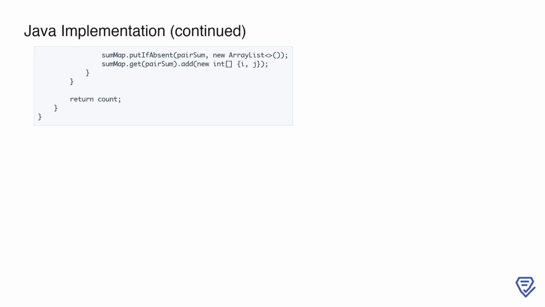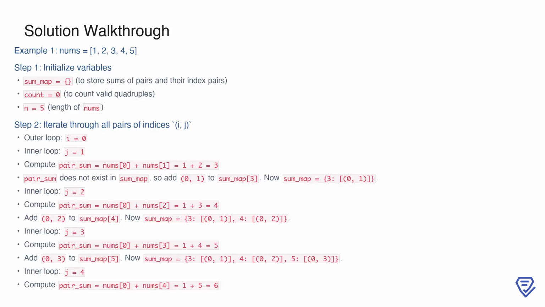To solve this problem, we start by initializing a few key variables. First, we create an empty dictionary called sum_map. This will store the sums of pairs as keys and the corresponding index pairs as values. Then, we initialize count to 0, which will keep track of the number of valid quadruples. Lastly, we set n to the length of the input array nums, which is 5 in this example.